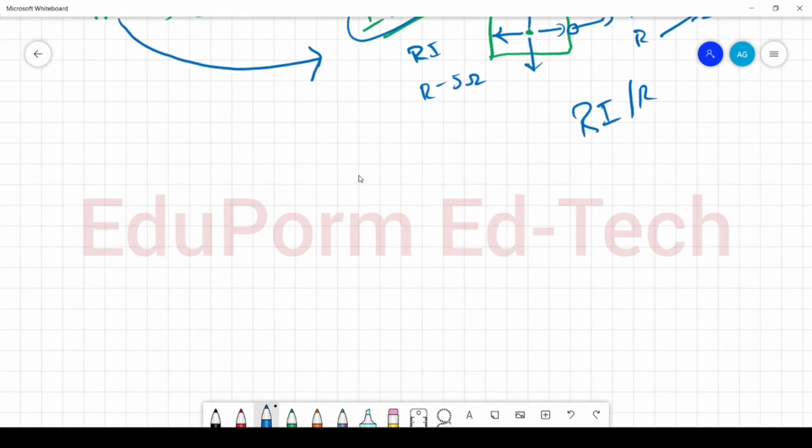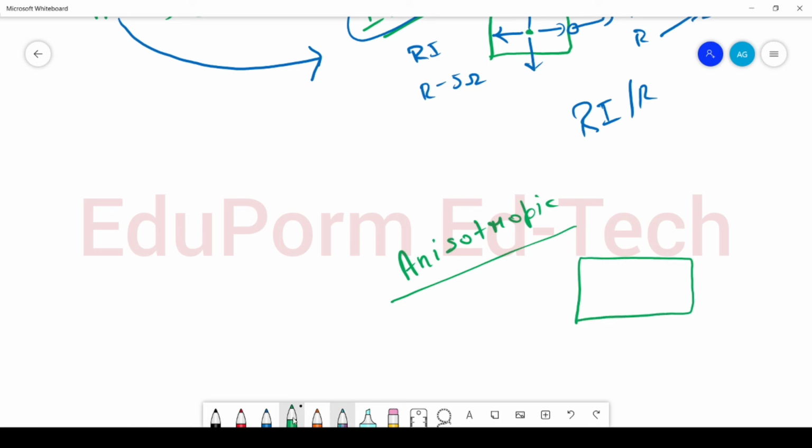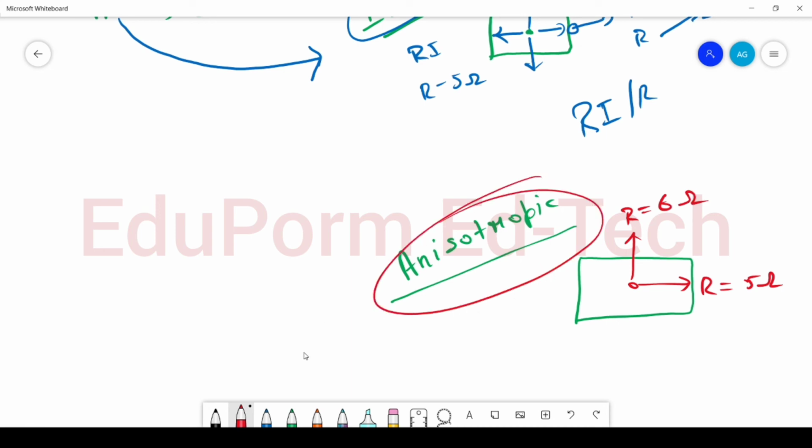Whereas, what is anisotropy? Now we will understand anisotropic nature and the anisotropic substances. So, in case of anisotropic substances, the physical properties such as resistance and refractive index are different in different directions. For example, here the value of R, resistance, is 5 ohm, and here the value of R, that means resistance, is 6 ohm. So the physical properties such as refractive index and resistance are different in different directions in case of crystalline solids.